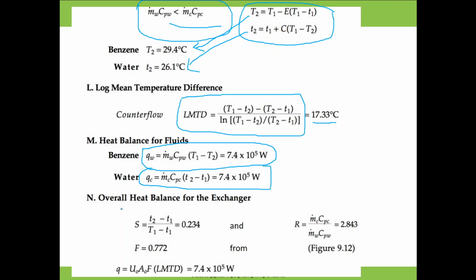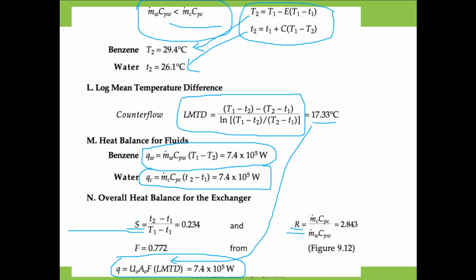Okay, now for the heat exchanger performance, the rate of heat transfer. The overall heat balance for the heat exchanger is Q equals U naught, A naught, F and LMTD. The LMTD we know now, the U naught we know and A naught we know, but the correction factor F we don't know. For the correction factor F, F is a function of S and R. So we need to find out what is our S and what is our R.